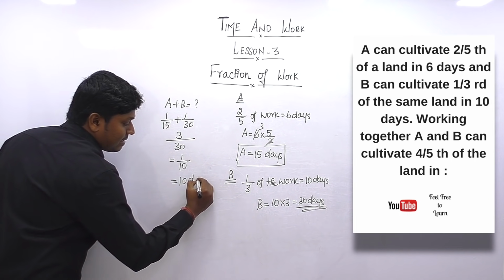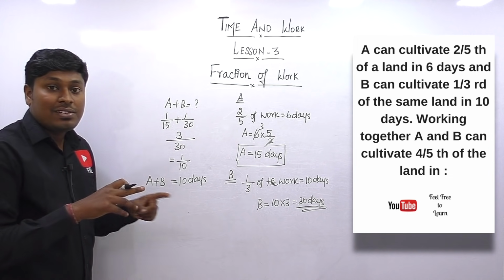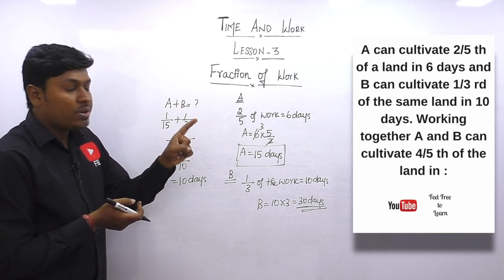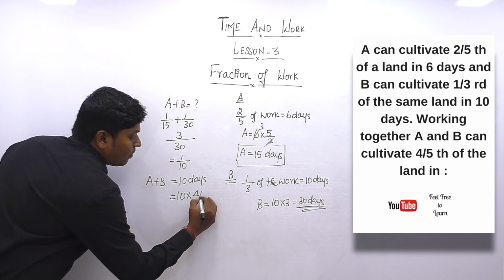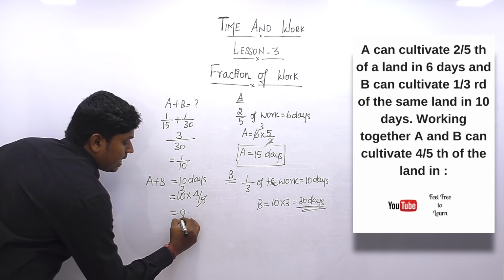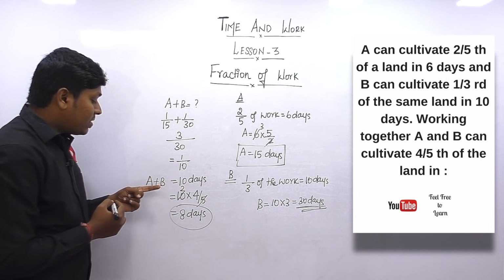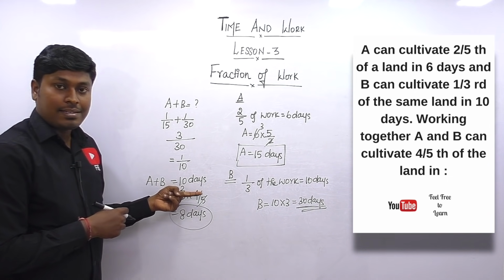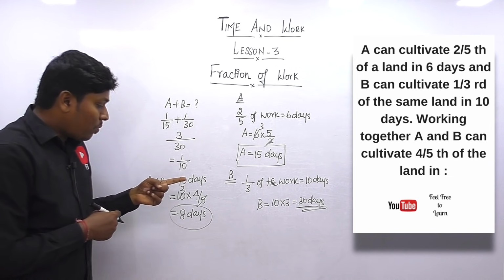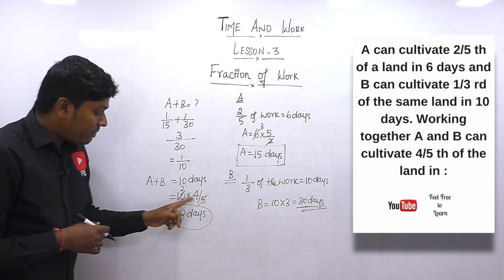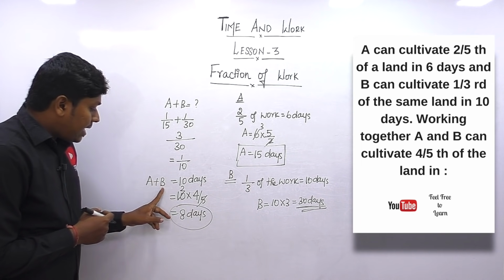So friends, most important: A and B took 10 days for the cultivation of the complete land, but according to the question, only 4/5 should be cultivated. So 10 into 4/5, 5 2s are 10, which is 8 days. Most important, don't wrongly mark the answer as 10 days, because for the complete cultivation A and B will take 10 days, but according to the question, working together they cultivate only 4/5 of the land. So 4/5 into 10 is 8 days. So 4/5 of the land is cultivated by both A and B in 8 days.